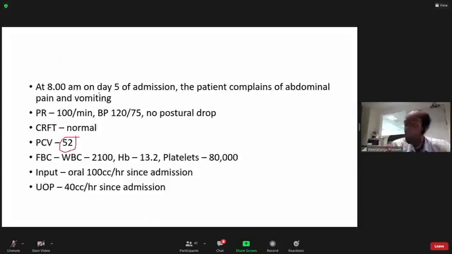The abdominal pain is important. There might be some transaminase elevation, liver problem, so it's important to have a look at that also.